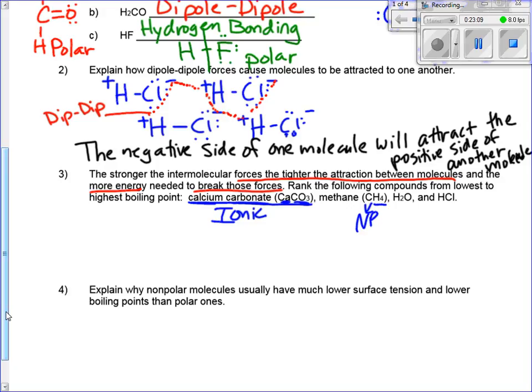Good. So therefore, its force is going to be what? What kind of force goes with nonpolar stuff? Dispersion. This one would be dispersion.